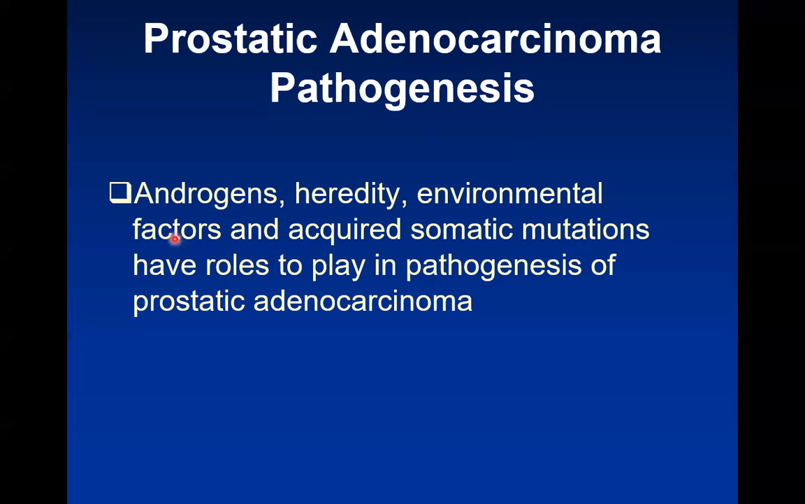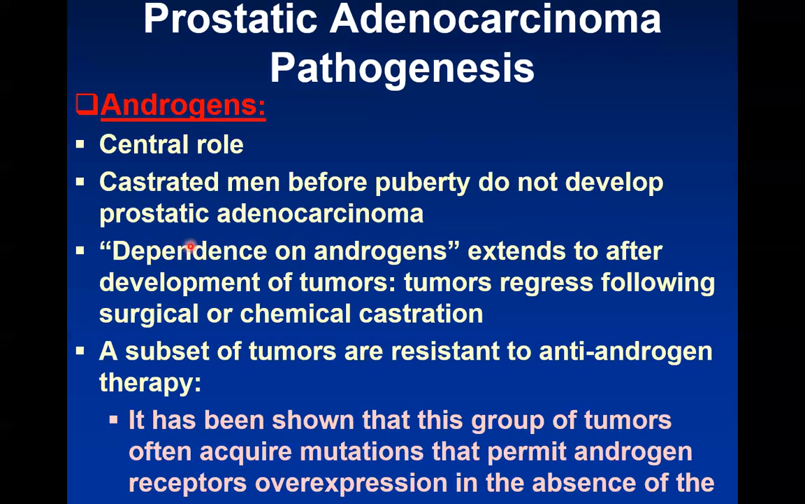All right, so acquired somatic mutations have roles to play in the pathogenesis of prostatic adenocarcinoma. So androgen has a central role. Castrated men before puberty do not develop prostatic adenocarcinoma. One of the things that you do when someone has prostatic adenocarcinoma is take out, unfortunately, the testes. Why? Because when you do that, the tumors regress and disappear, because the tumor is androgen dependent.